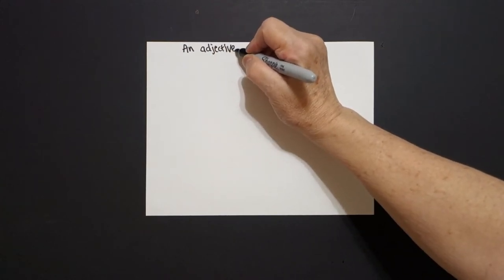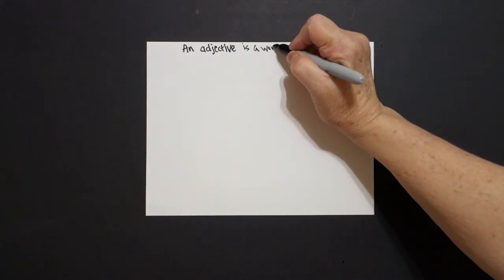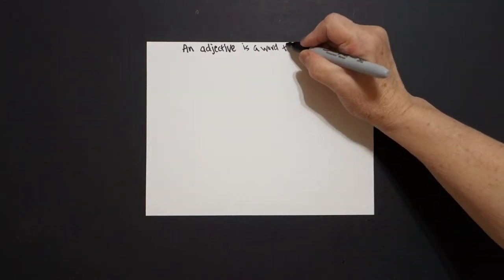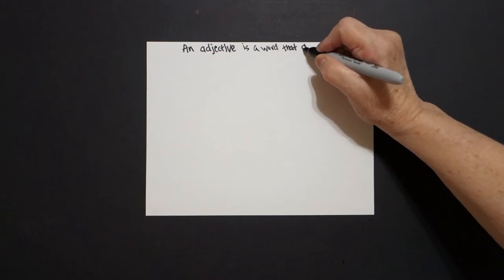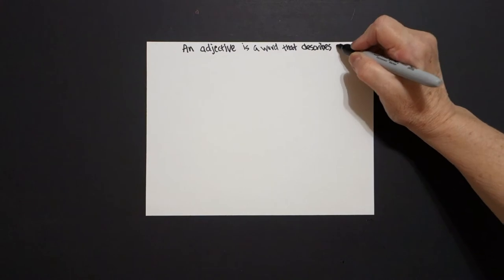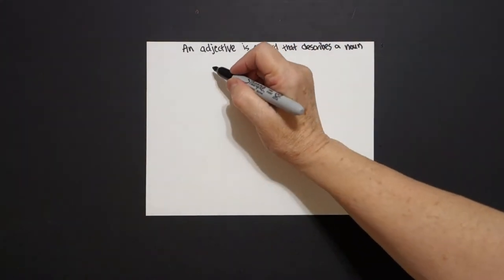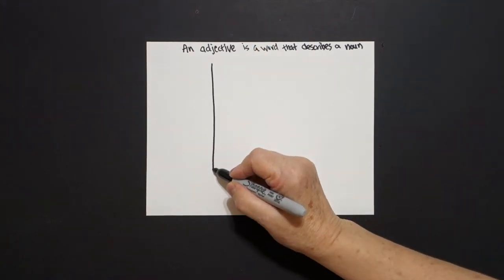An adjective is a word that describes a noun. Describes a noun. Okay. First thing we have to do is draw our tic-tac-toe grid.